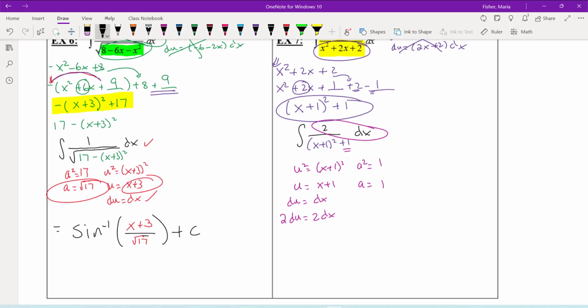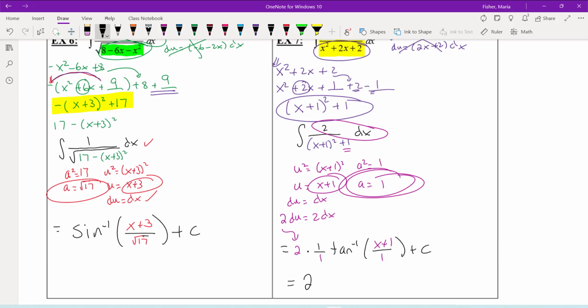Plugging it into my inverse tangent formula, remember this 2 is a constant multiplier that multiplies along, and then the formula is times 1 over a, which is 1, times the inverse tangent of u over a, x plus 1 over 1, and then plus c. And finally, I don't need all those over 1s. I clean it up and I get 2 times the inverse tangent of x plus 1 plus c.